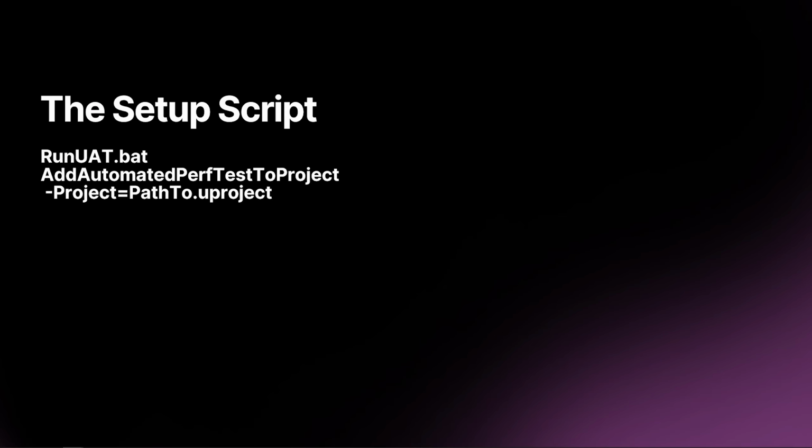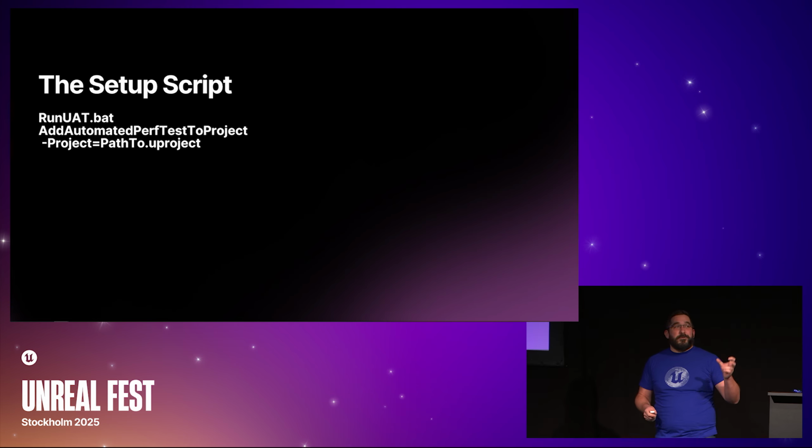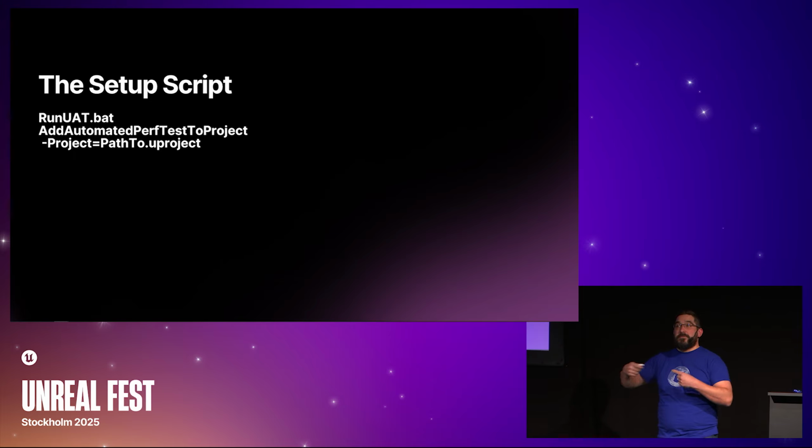So one of the things that I thought was really important as we were developing this framework was I wanted to make it easy for people to set up, right? The early version of this was literally called build machine boilerplate scripts. Not great, but what we managed to add was a command to UAT, so you can call RunUAT.bat, AddAutomatedPerfTestToProject, and then just pass in the path to your project.